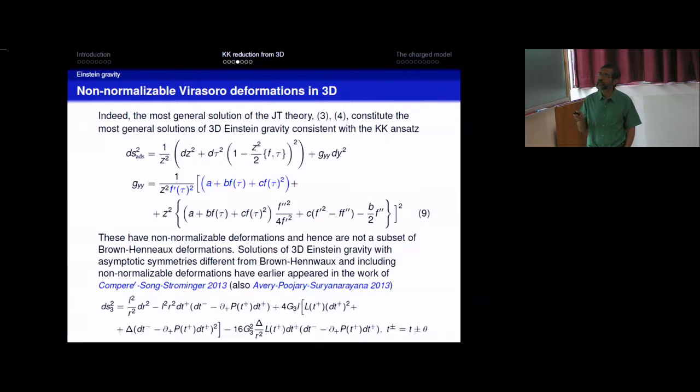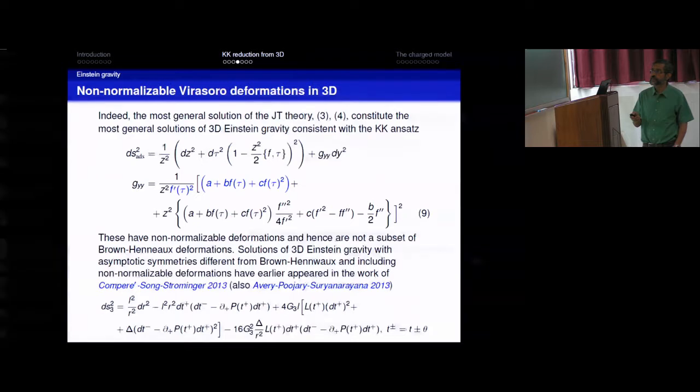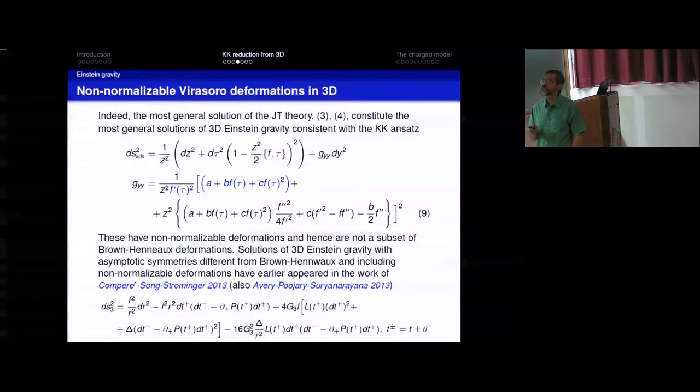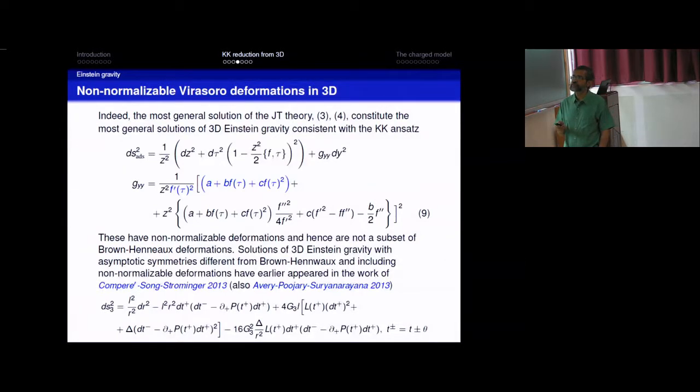What was written earlier as the dilaton, its square now appears as GYY. So this is the full form of the 3D metric. If you notice, this part has only normalizable deformations, but this part has non-normalizable deformations, in the sense that the 1 over z square part of GYY is something non-trivial. So these have non-normalizable deformations and hence are not a subset of Brown-Henneaux deformations.